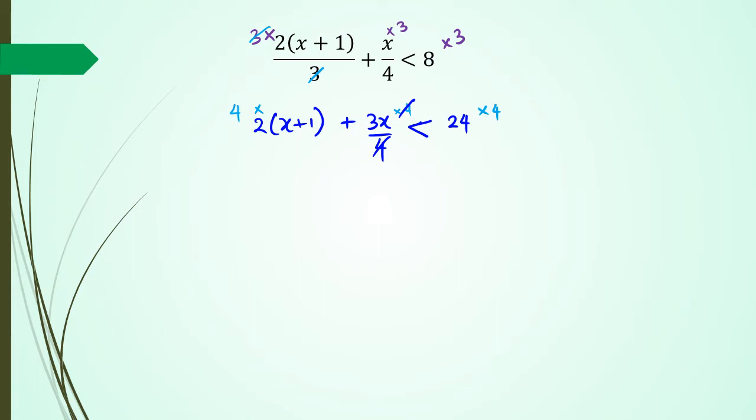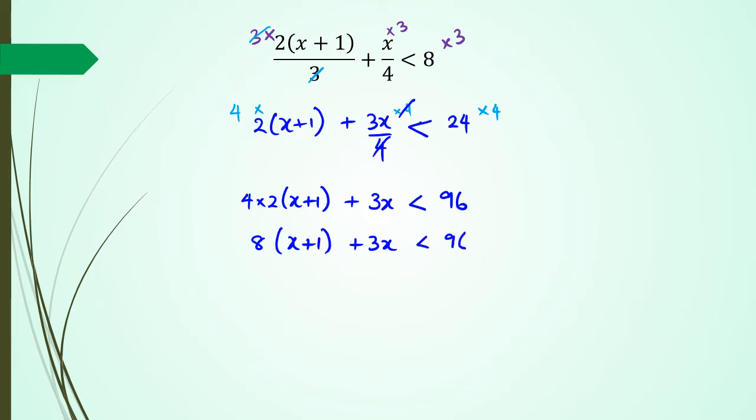What I'm left with is 4 multiplied by 2 multiplied by x plus 1 plus 3x, because the two 4's have disappeared, is less than 24 times 4, which is 96. So I've got 4 times 2, which is 8. So I've got 8x plus 1 plus 3x is less than 96. Expanding the bracket, I get 8x plus 8 plus 3x is less than 96. Now 8x plus 3x is 11x.